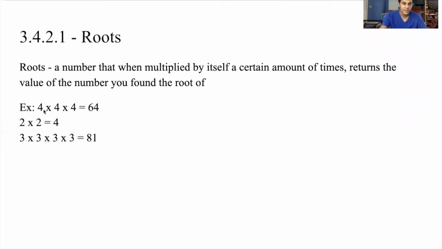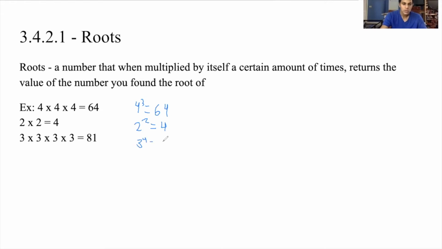So here I have the equations. 4 times 4 times 4 is 64. 2 times 2 is 4. And 3 times 3 times 3 times 3 is 81. So therefore, 4 to the power of 3 equals 64. 2 to the power of 2 equals 4. And 3 to the power of 4 equals 81.